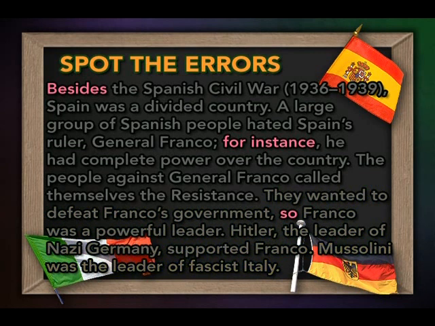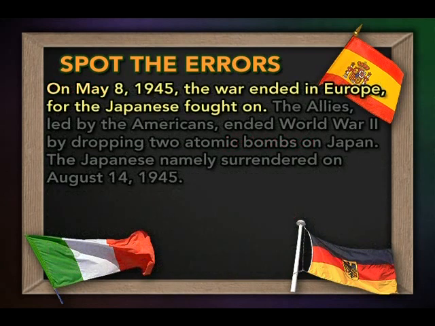So far, besides, for instance, and so are not showing the correct relationships that I need with these sentences. On May 8th, 1945, the war ended in Europe for the Japanese fought on. Well, as that's written, it suggests that the war ended because the Japanese fought on, which makes no sense whatsoever.